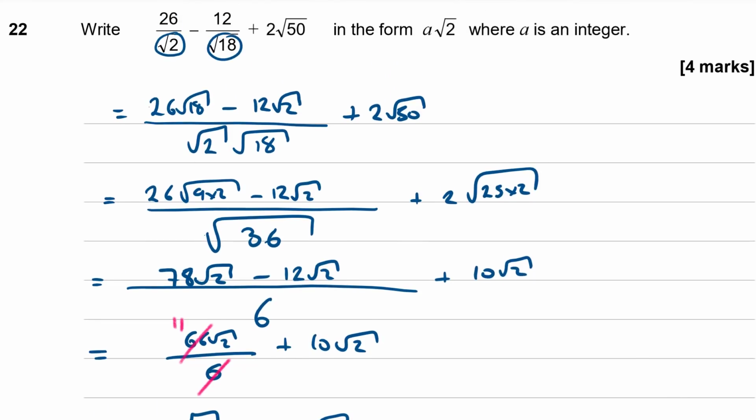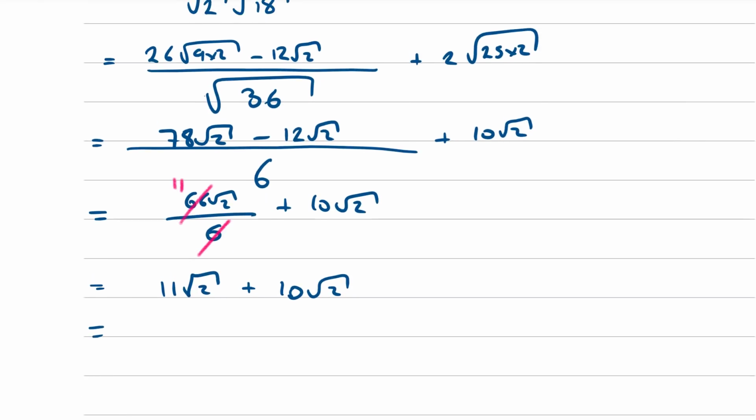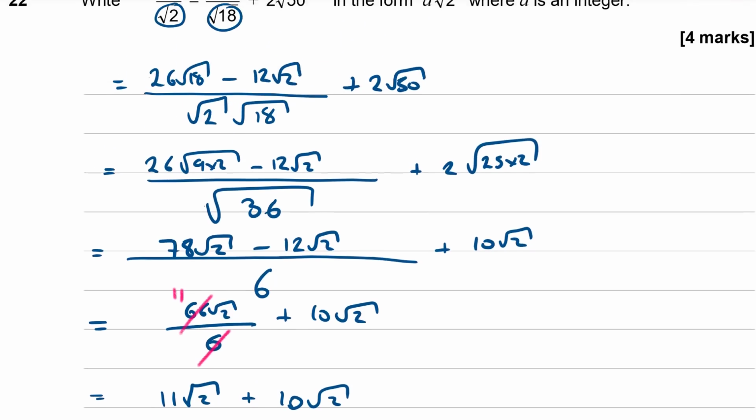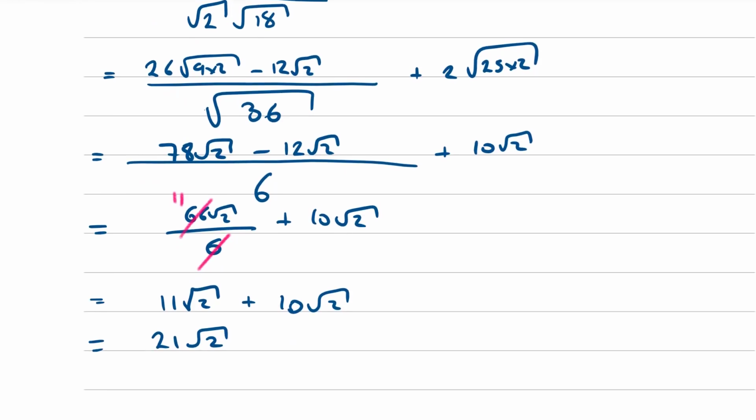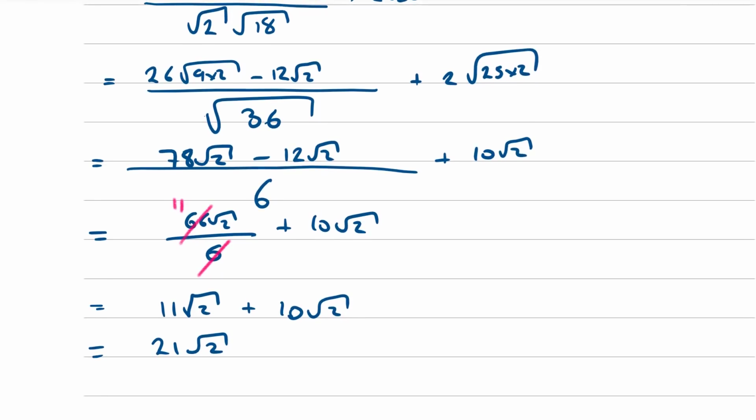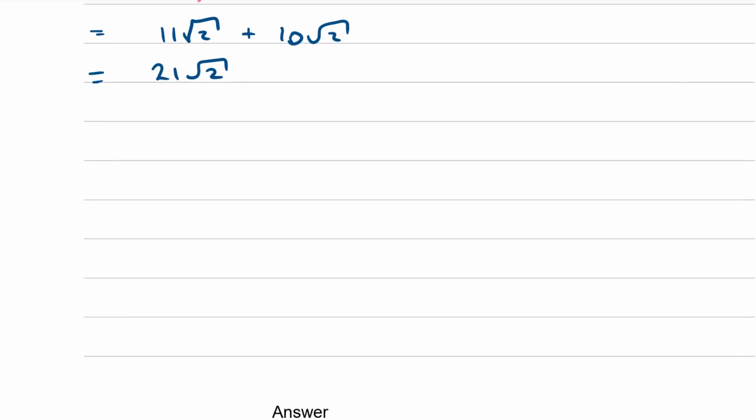which altogether is 21 root 2. Okay, so it's in the form a root 2 where a is an integer, so our integer is 21. So 21 root 2 is the solution.